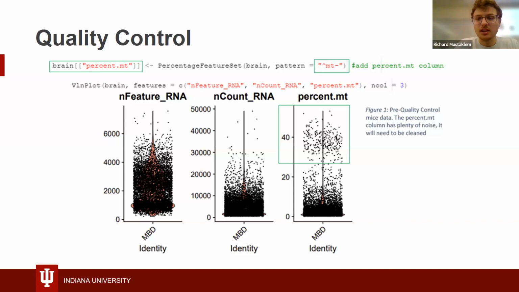And then the middle column is the amount of libraries within each cell, so like the total amount of genes within each cell. And then percent mitochondria on the right is what we just made. The percentage of those genes which are mitochondrial genes.